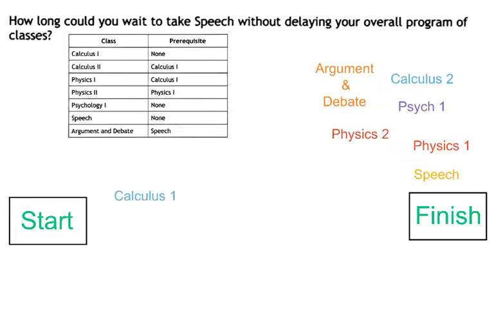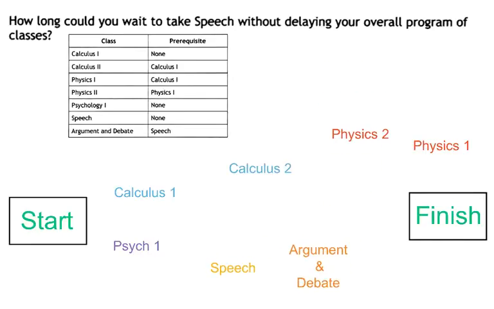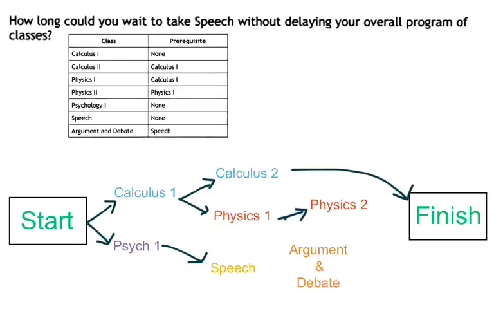So we have to take Calculus 1, and we have to take Psychology first. And then after Psychology, we could take Speech, and then Argument and Debate. And then we could take Calculus 2 and Physics the same time we took Speech, and then Physics 2. And then our program looks like this. And it's still 3 semesters. Because Physics, Calculus, and Physics 2 are those 3 semesters. And we have taken every class within 3 semesters. We've just taken them in a little bit different order.